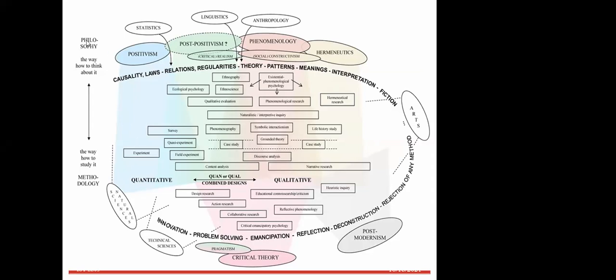And if you can see up here, we have philosophy, the way, how to think about it. And then we have methodology, the way, how to study it. So different disciplines first thought about research, and from the way of thinking about it, you come up with the way of going about research. I won't tell you the different research philosophies you can see here in these colors, positivism and so on, I won't bother you with that.